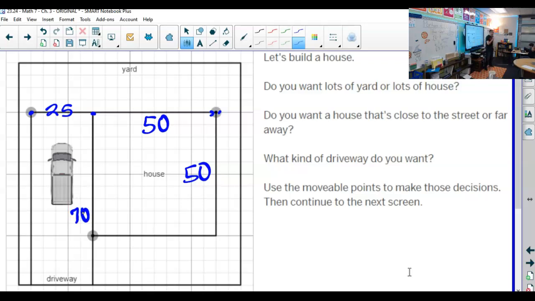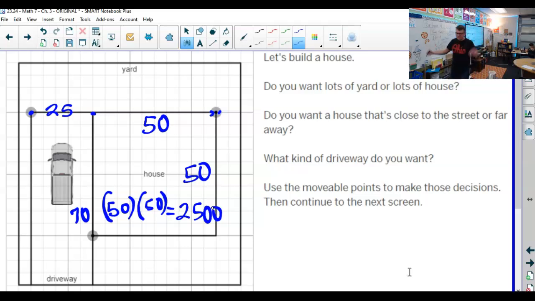So now to calculate the area of my house, 50 times 50. What's 5 times 5? 25. Then put those 2 zeros on. That's just the house's concrete. It's a lot. Houses take a lot of concrete. Now the driveway is 25 times 70.